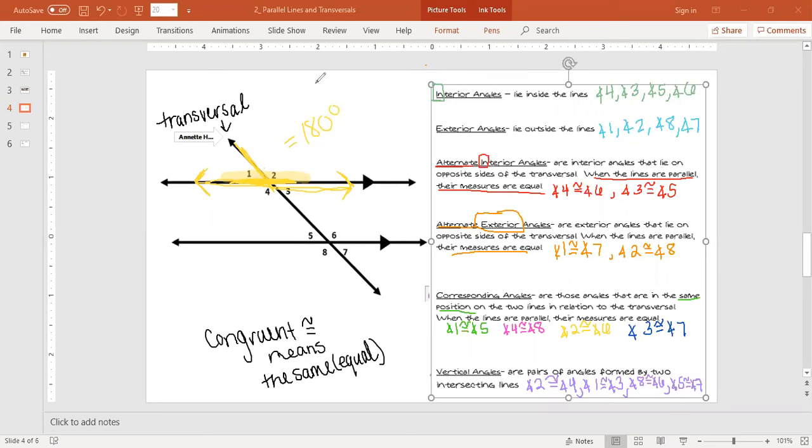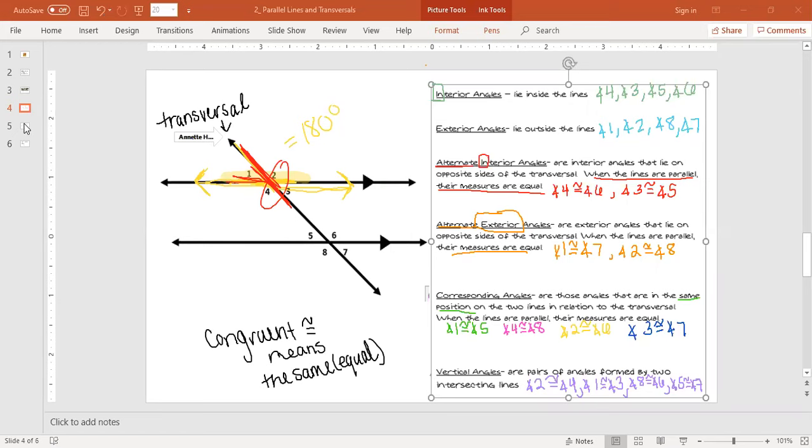But 1 is also supplementary with 4. So 1 and 4 are also supplementary. And that makes sense because 4 and 2 are the same measure. So if 1 and 2 add up to 180, 1 and 4 are going to add up to 180. Okay? So these are different kinds of relationships. Everyone needs this written down in your paper because it's going to make your life so much easier to do quizzes and stuff if you have this written down.